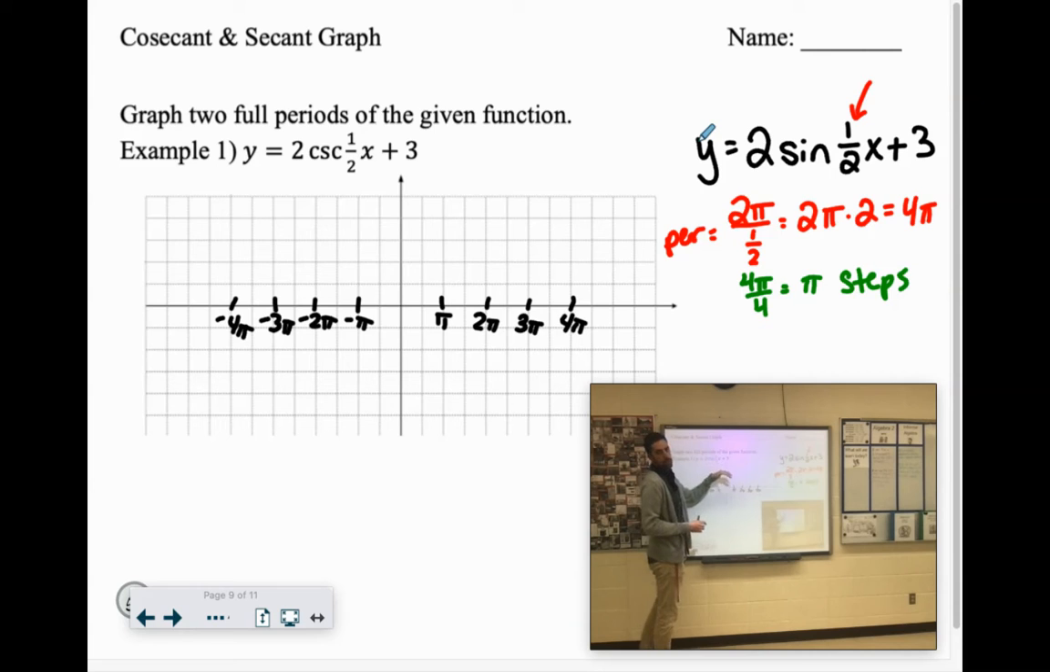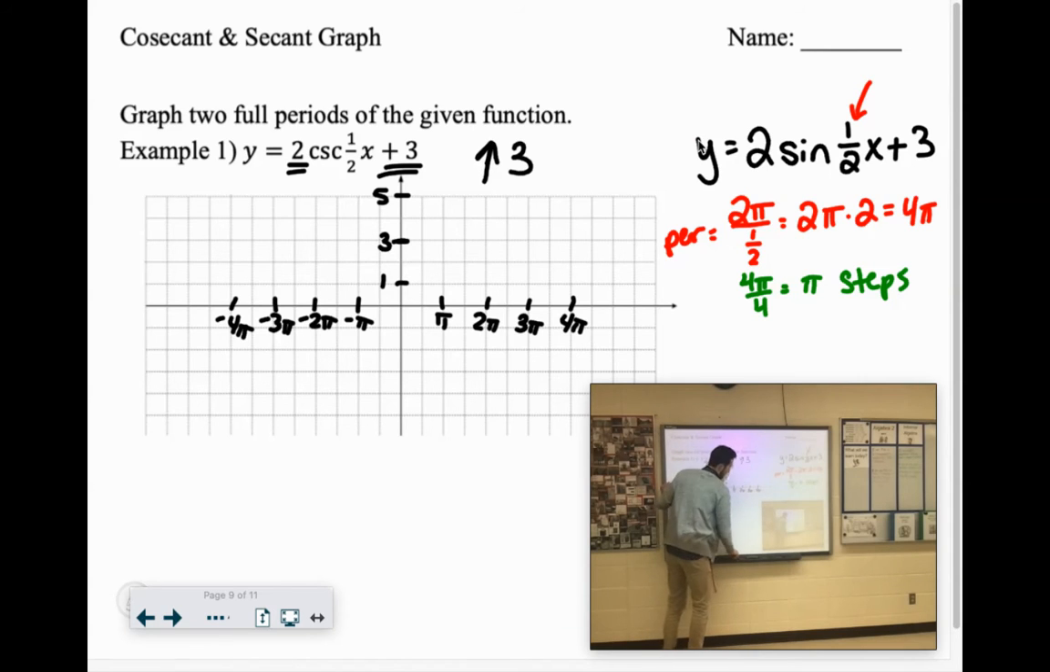I also see that we're shoving this whole graph up 3. We have a vertical translation of 3. 1, 2, 3. Here's going to be the center of our graph. And then the 2 represents the amplitude. So it's going to go up 2, it's going to go down 2 from there. So at most, it's going to come up here to 5. At the lowest, it's going to come down to 1.